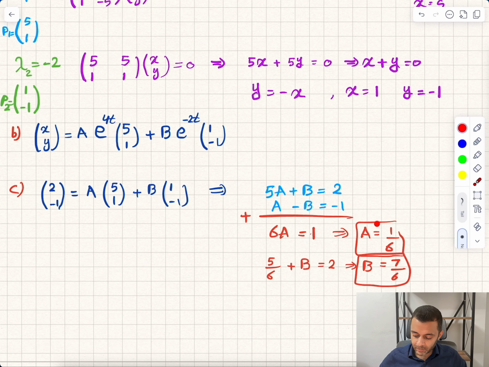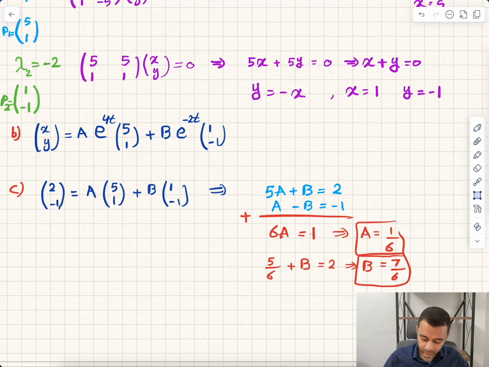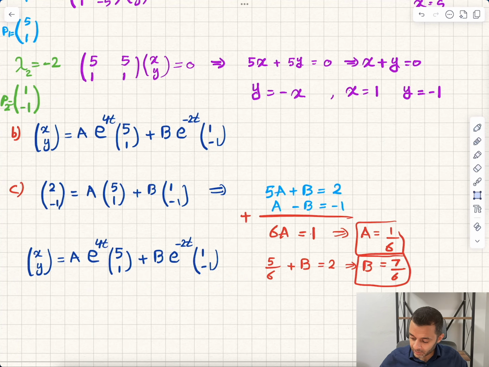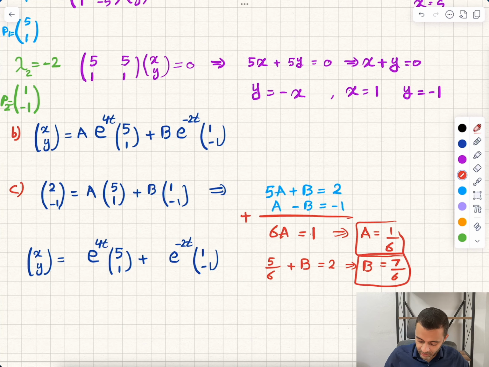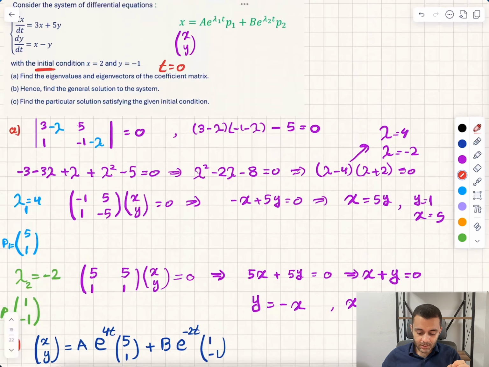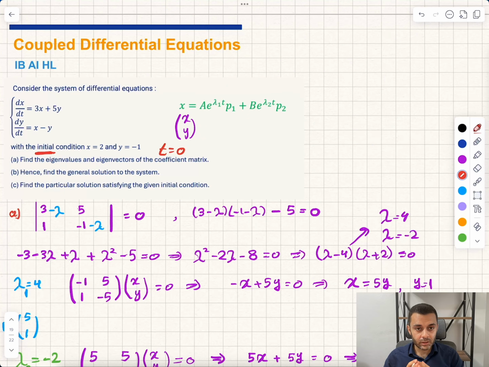Since we found a and b here, we replace them back here in this equation. So here we will have now the same solution, but we replace a and b by the numbers we found, which is here 1 out of 6, and for b it's 7 divided by 6. So this is all about coupled differential equations.